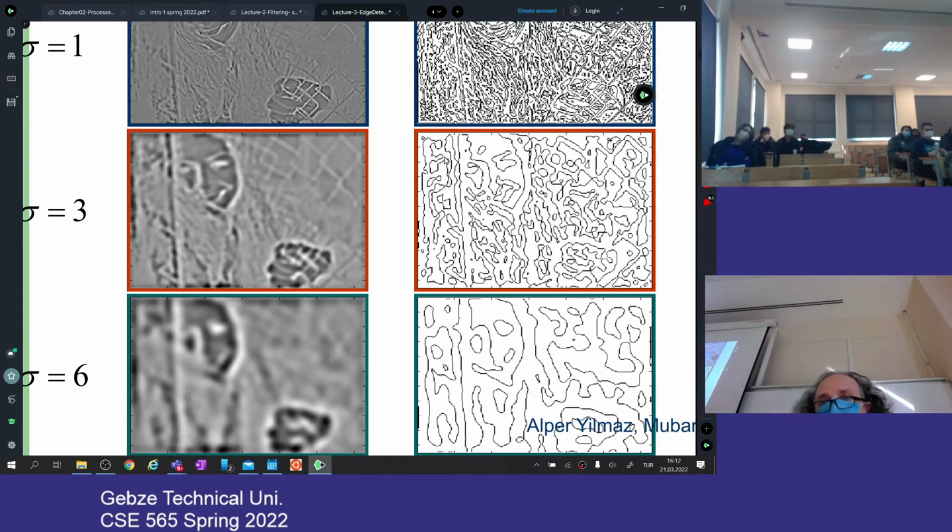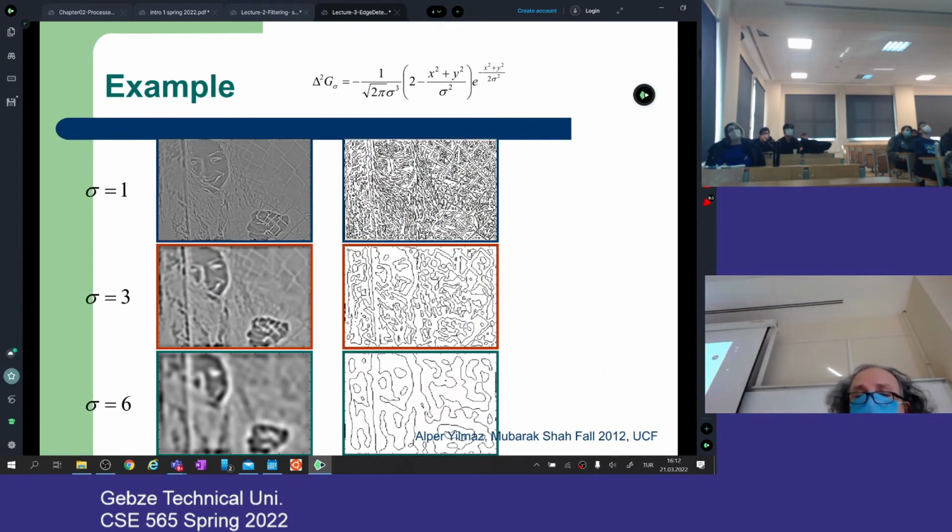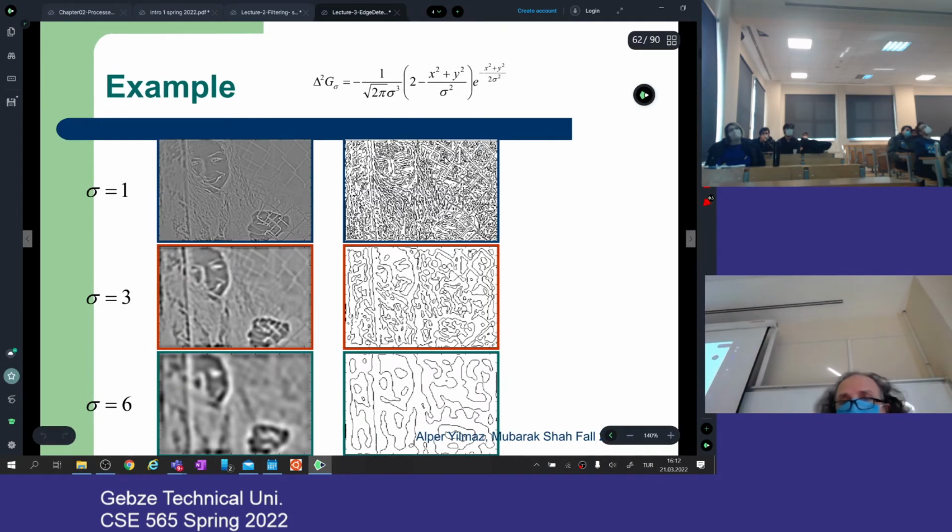Okay? So you are going to ask, which sigma should I use? Well, again, it depends on your application. Sometimes there are techniques that use three of them together. Okay, so this is the second set. This is the second type of edge detector that we are going to talk about.